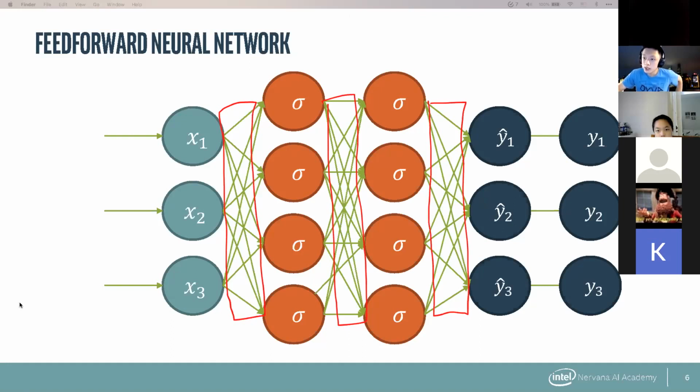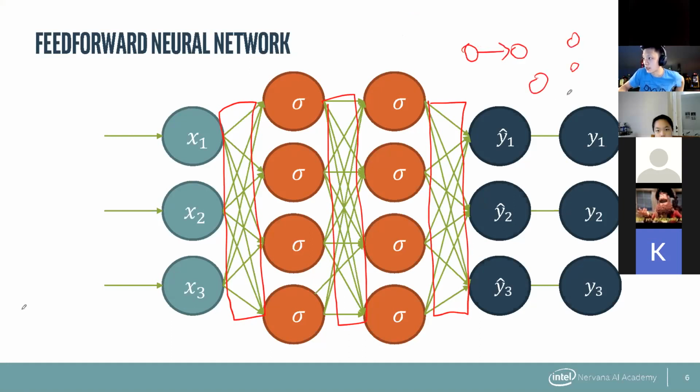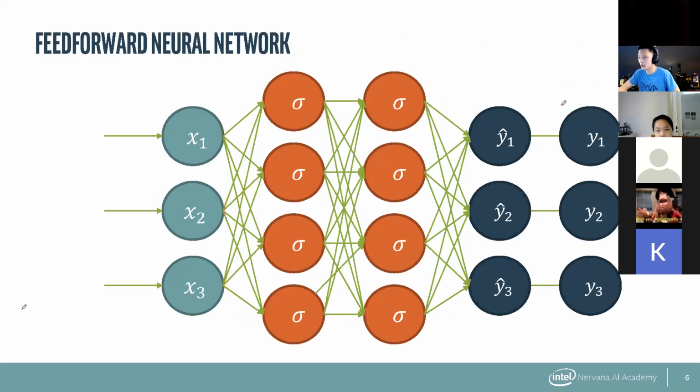But the neural network doesn't always look the same, right? We could have a neural network that looks like this. Maybe we could have a neural network that looks like this, where there are a million hidden nodes. So what is a hyperparameter that defines what a neural network would look like? Can anyone think? Number of hidden layers.